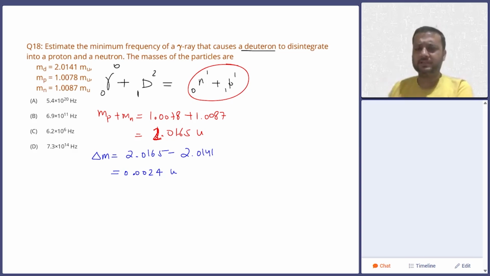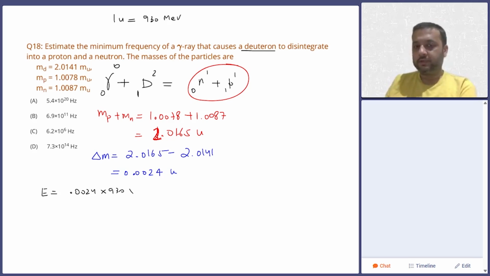Now you have to think about how much energy you need to provide. Basically the energy can be found using Einstein's relation, E is equal to delta m c square. So 0.0024, and there's a standard result that if I multiply this by 930, because 1 u corresponds to 930 mega electron volt of energy. So that means 0.0024 into 930 mega electron volt. Mega means 10 to the power 6, and electron volt means 1.6 into 10 to the power minus 19 joules.